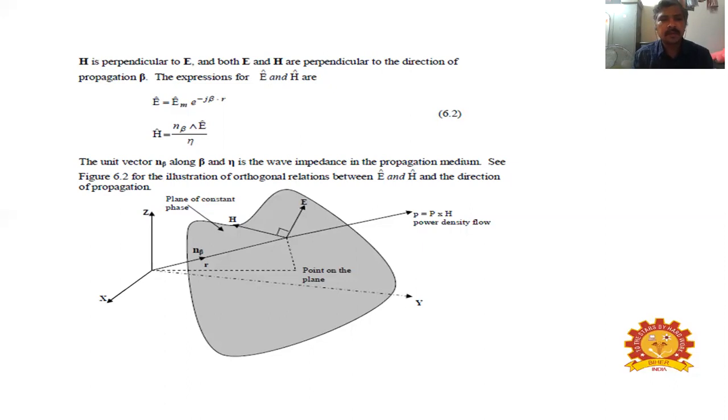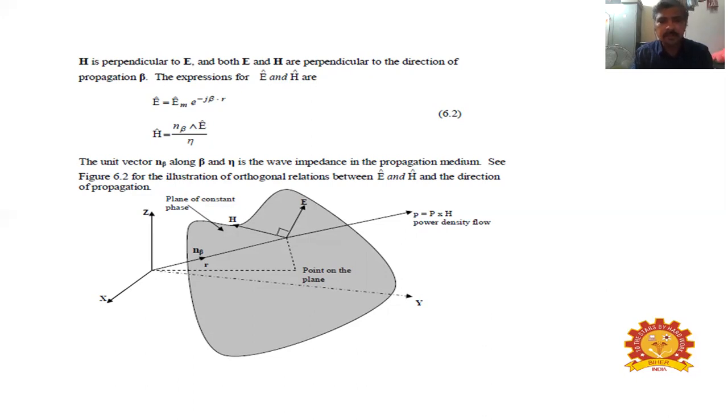See the figure 6.2, an illustration of the orthogonal relationship between E and H and the direction of propagation. In the figure you can see the orthogonal relationship between the electric field intensity and the magnetic field intensity, as well as how both are linked to the direction of propagation. Here you see that the diagram is spread along three different axes: x-axis, y-axis, and z-axis.